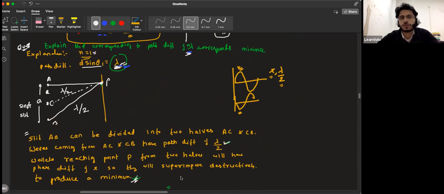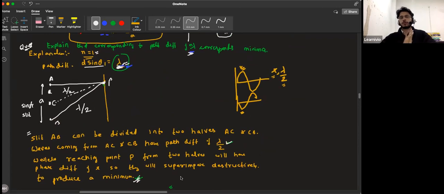Just take the screenshot of this. It's a conceptual question, and if you go through the previous years' questions of the last 5 years, you will find this question. So the explanation is very simple. You take your slit, divide it into two parts. The waves coming from the two parts will have a path difference of lambda by 2, and they will simply cancel out each other. There's not much time to write these explanations, so just take a screenshot and you can copy later on.